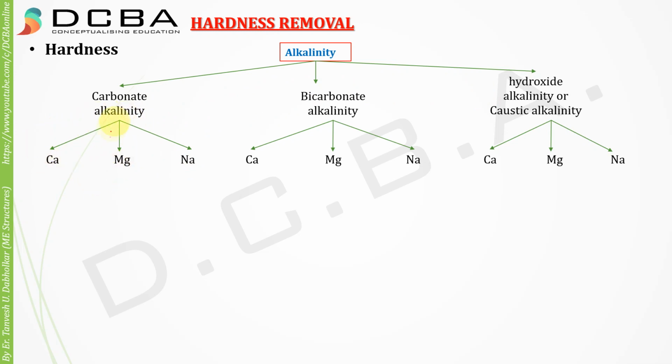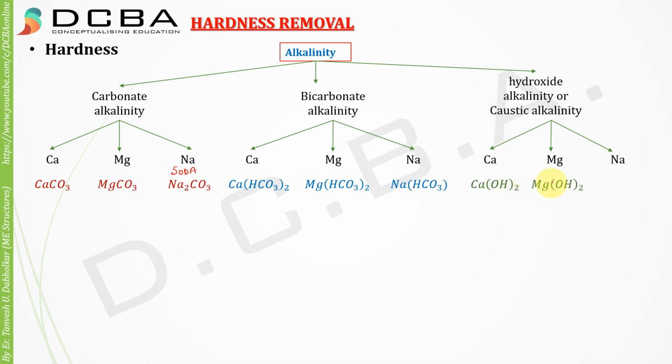So carbonate alkalinity here is CaCO3, MgCO3, Na2CO3. Do you remember what Na2CO3 is? It is nothing but soda, right? Which was used in the lime soda method. Then bicarbonates are Ca(HCO3)2, Mg(HCO3)2, NaHCO3, and caustic is Ca(OH)2, Mg(OH)2 and NaOH, sodium hydroxide.